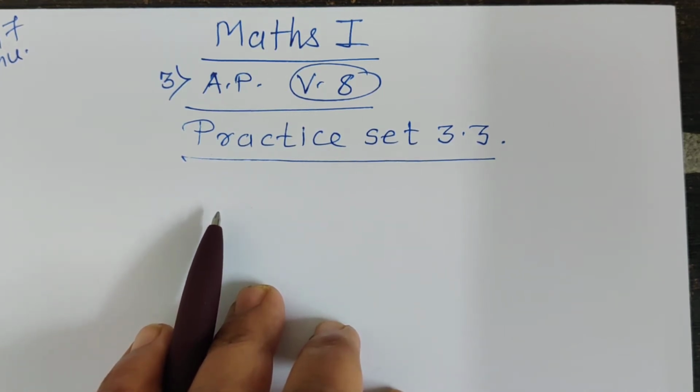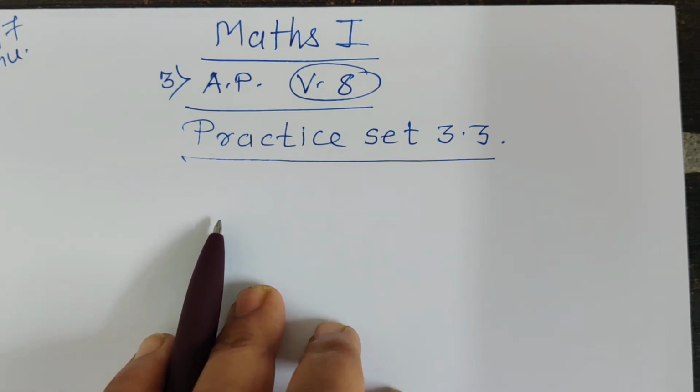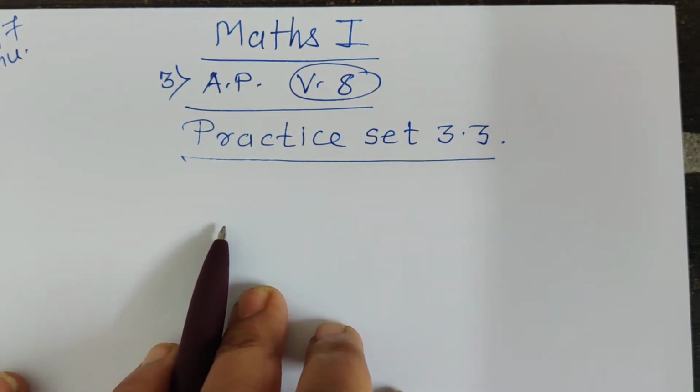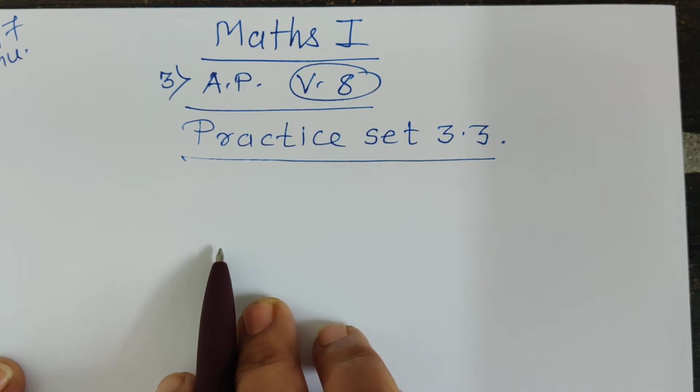Already I explained to you the formula of the sum of first n terms, and in the previous video we completed the first few examples. Now today I will explain example number 3. Open the textbook, page number 72, exercise 3.3, example number 3. In example number 3 it is said: find the sum of all even numbers between 1 to 350.